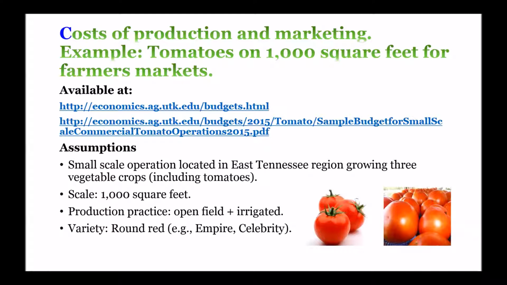The land unit of this sample budget is a 1,000 square feet block rather than an acre. We assume tomatoes are grown in East Tennessee in the open field using plastic culture, and varieties grown for this example are traditionally round red determinate types such as Empire and Celebrity. Links to these sample budgets are presented in this slide.